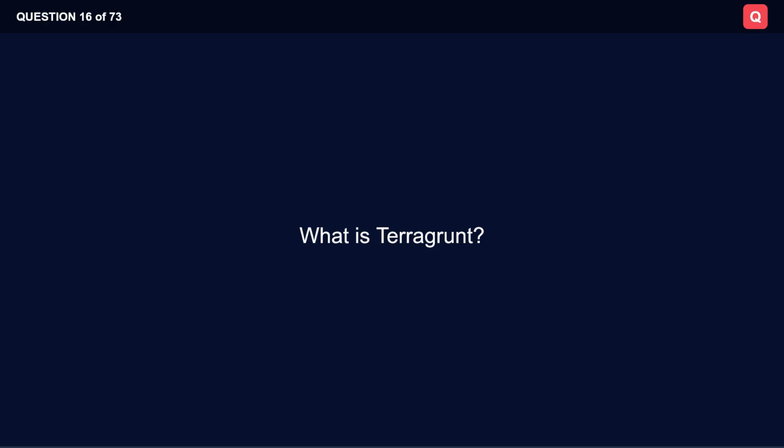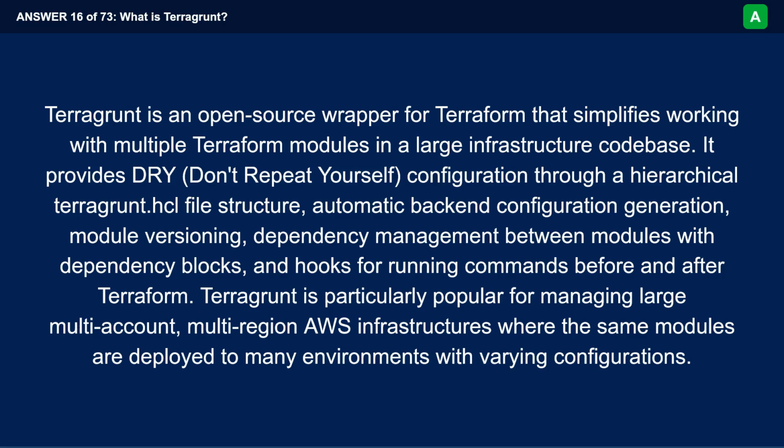What is Terragrunt? Terragrunt is an open-source wrapper for Terraform that simplifies working with multiple Terraform modules in a large infrastructure codebase. It provides DRY, don't repeat yourself, configuration through a hierarchical Terragrunt HCL file structure, automatic backend configuration generation, module versioning, dependency management between modules with dependency blocks, and hooks for running commands before and after Terraform.